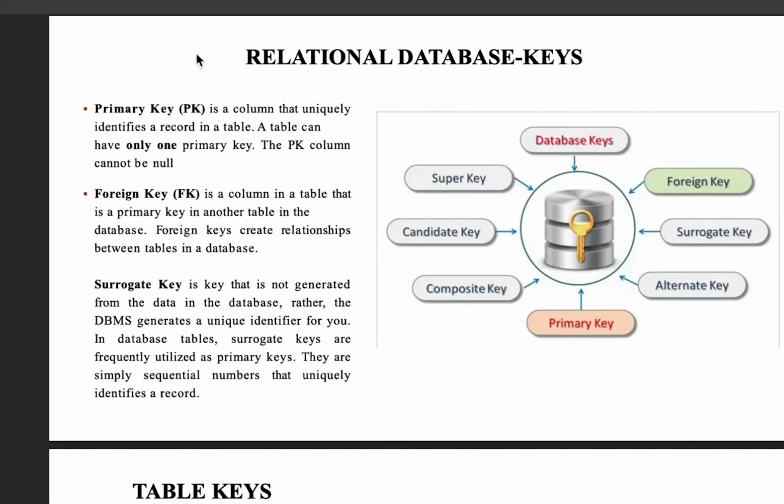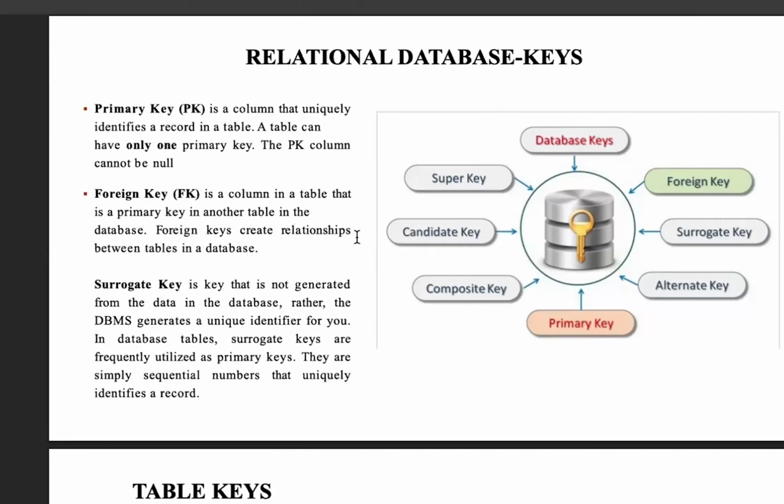A primary key is a column that uniquely identifies a record in a table. It's a unique identifier. A table can have only one primary key. The primary key column cannot be null. You can never have a null value as a primary key. It's the unique identifier of the table. That's a primary key. A foreign key is a column in a table that is a primary key in another table in the database.